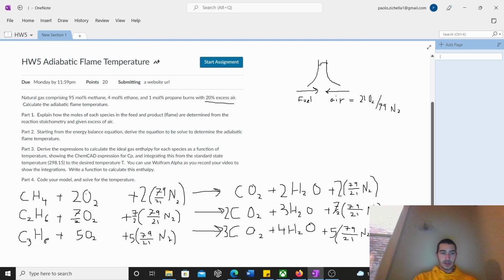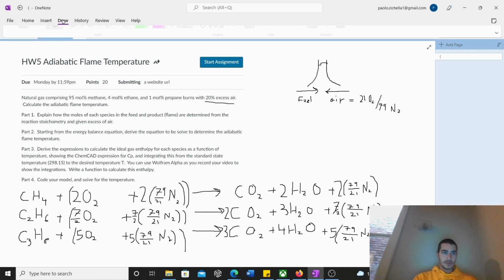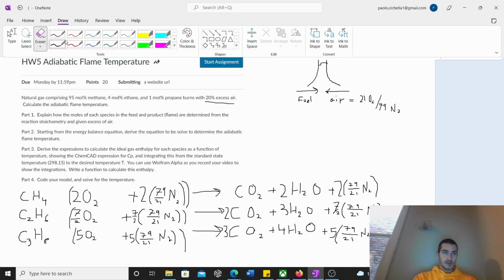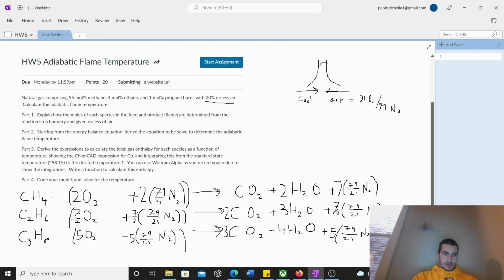So what we want to do is multiply the air on the left-hand side, which is the oxygen and nitrogen, by 120%, right? We want to do this for all three of the equations, so all three of these will be multiplied by 1.2. So we're going to erase this plus to add some space. Now, the whole air is multiplied by 1.2, which is adding 20%.